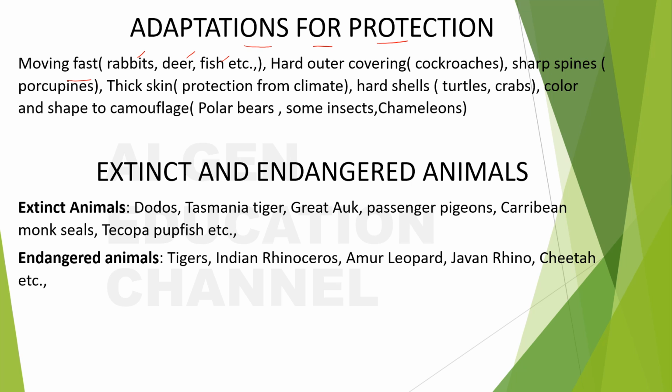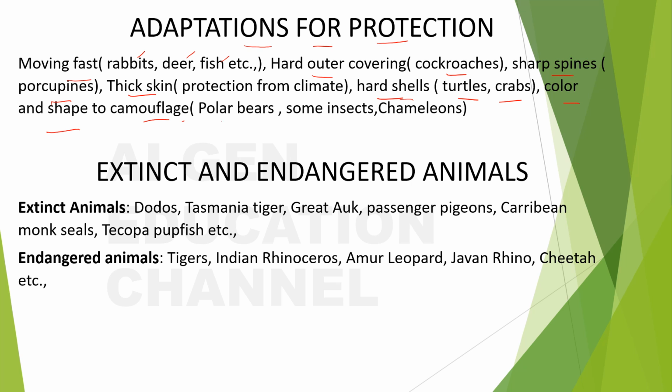Okay, and some other animals like cockroaches have a hard outer covering, and some animals like porcupines have sharp spines, and some other animals have developed thick skin to protect themselves from the harsh weather and climate. Okay, and some other animals like turtles and crabs will have hard shells so that their soft inner organs will be protected. And some other animals, you can find their color and shape to be similar to the surroundings, so that they can camouflage.